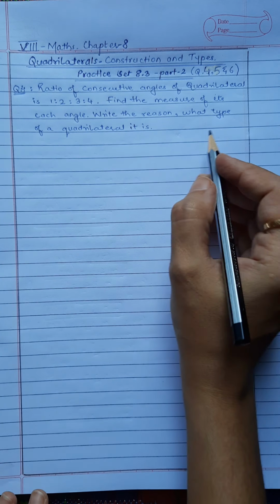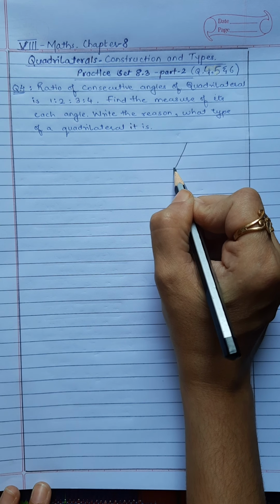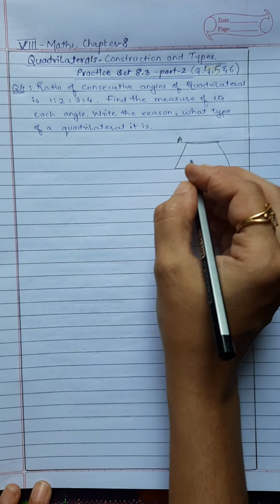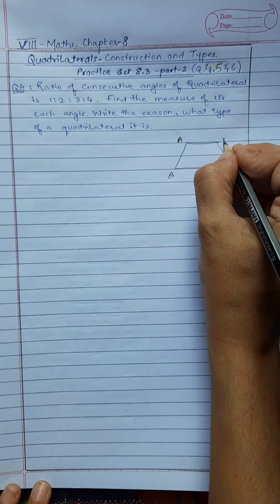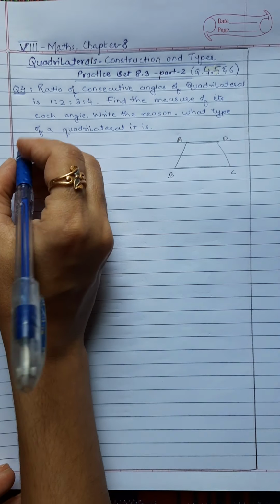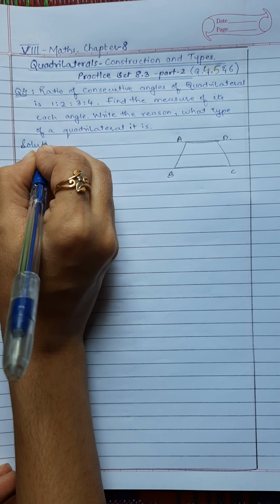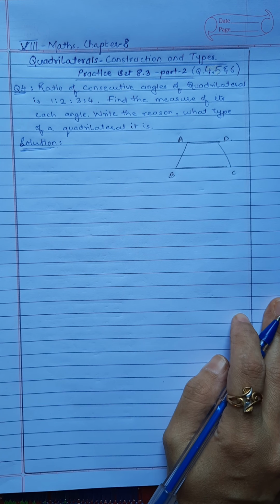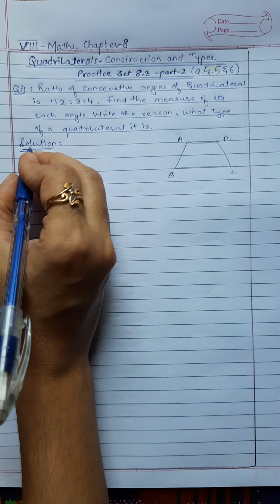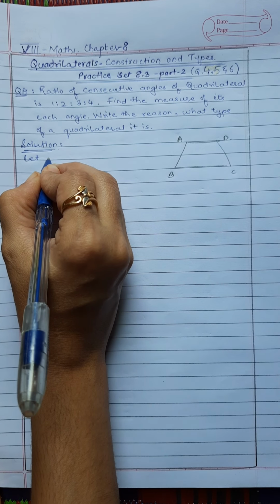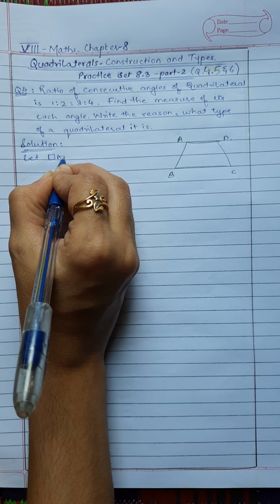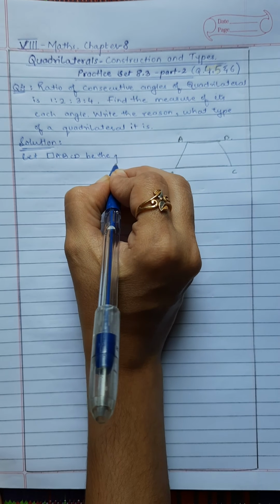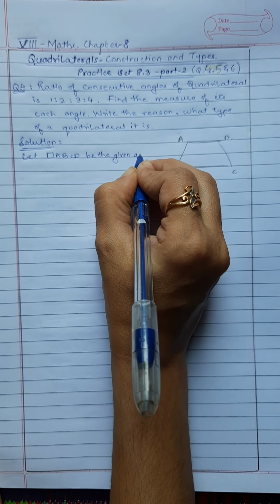So, we'll draw a rough diagram. This can be any quadrilateral. Name it as A, B, C and D. So let's start with the solution. We have drawn the rough figure showing the angles of the quadrilateral. So let quadrilateral ABCD be the given quadrilateral.